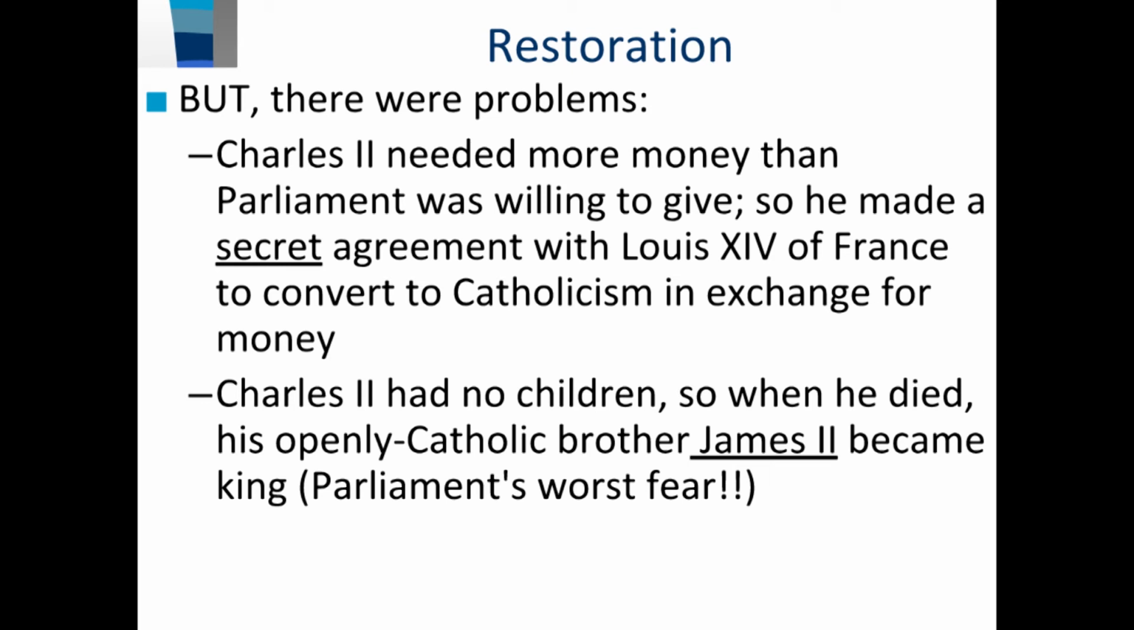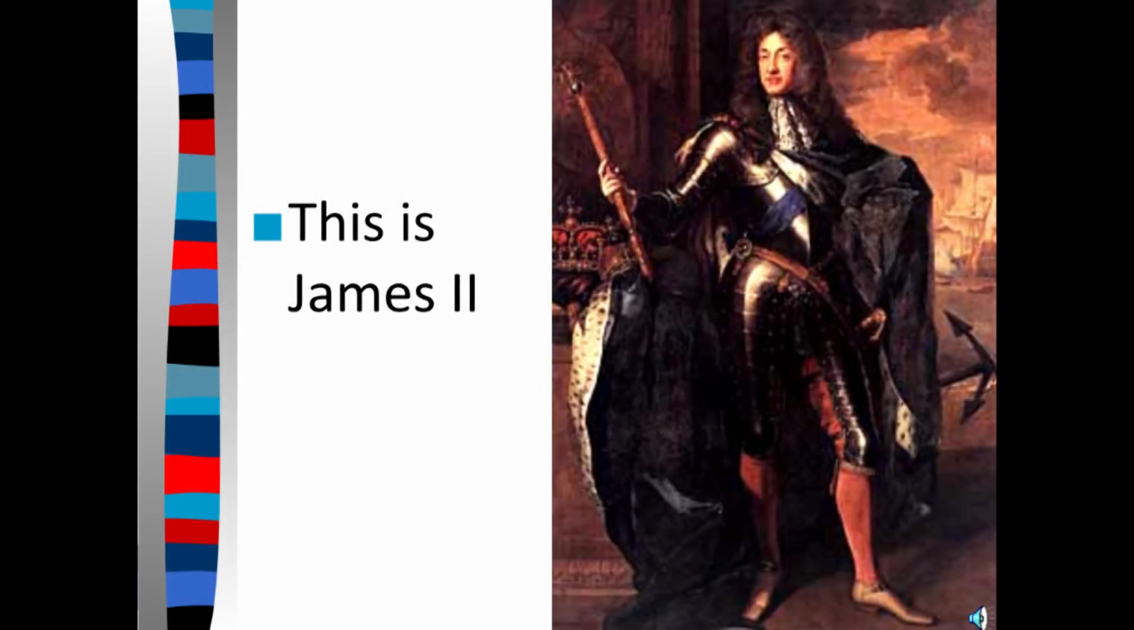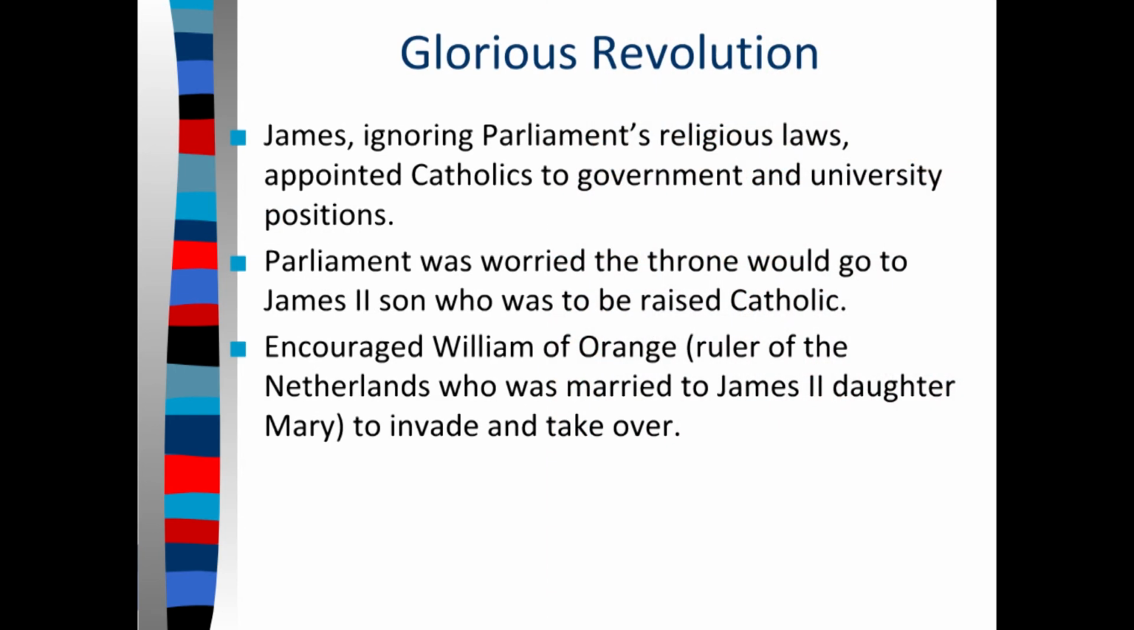Now we've got a new ruler who wants Catholicism, doesn't like religious toleration. This is going to be great. So here's James II, and this is what's going to create the Glorious Revolution. Because again, now you just had all these crazy absolute monarchs, and even though Charles II was fine, he wasn't great. Like, they're all terrible.